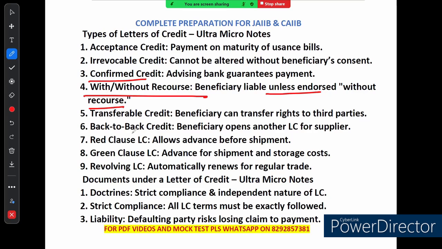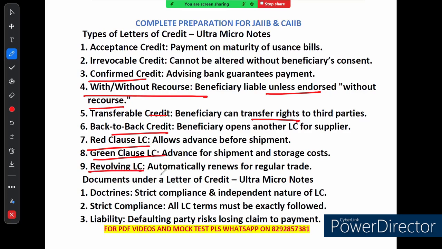Now there is something called transferable credit. This allows the beneficiary to transfer their right to a third party. Back to back credit: in this case, the beneficiary opens another LC for their supplier. Red clause LC: this type allows for advance before shipment. Green clause LC: similar to red clause but also covers advance for shipment and storage cost. Revolving LC: this credit automatically renews for new trade transactions.